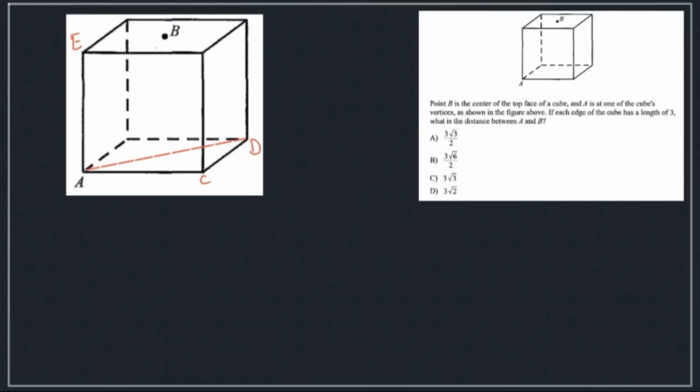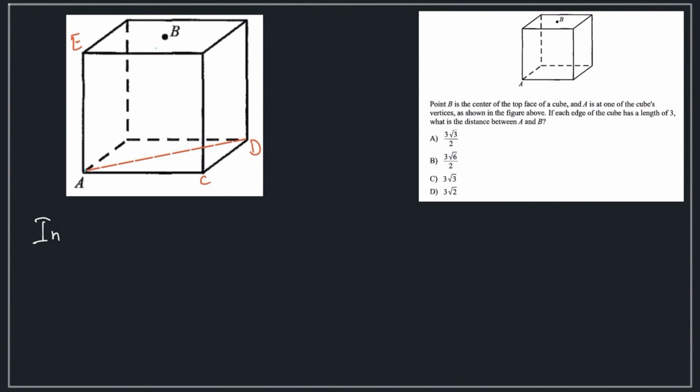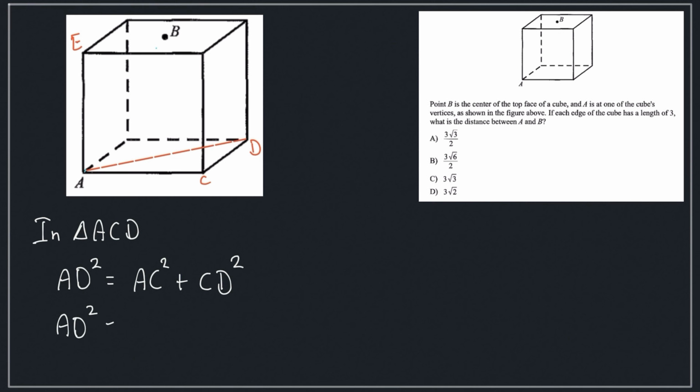Sometimes in volume problems in SAT exam, you need to find the diagonal of a face or length of a side using Pythagorean theorem. Here we are given a cube with side length 3, and they want us to find the distance between point A and point B. Let's find the length of diagonal of the face of this cube. In triangle ACD, if we apply Pythagorean theorem, we will get AC square plus CD square equal to AD square. Both AC and CD are 3. Therefore, AD will turn out to be 3√2.